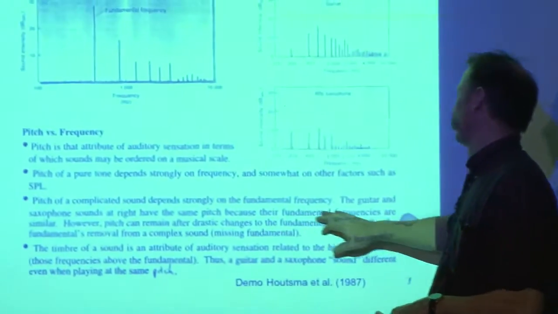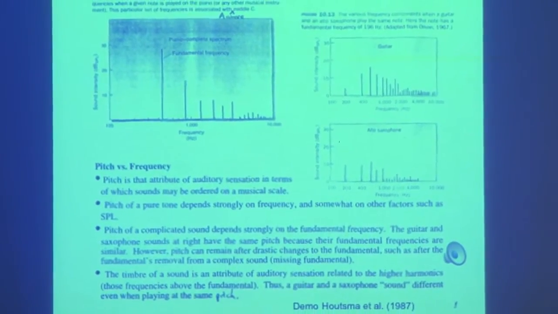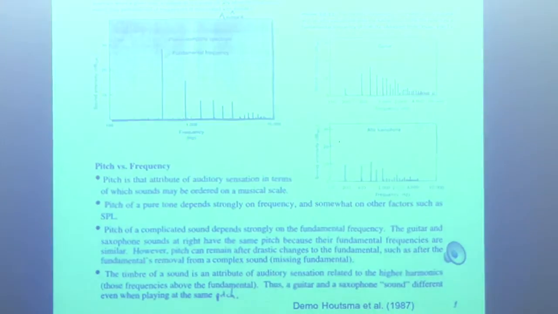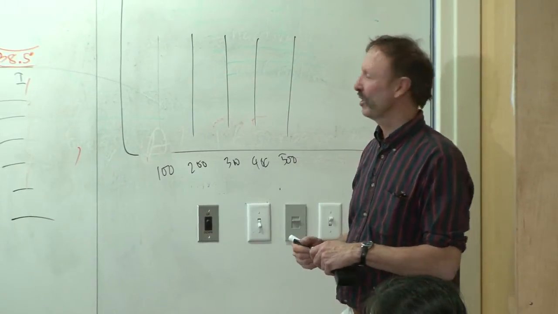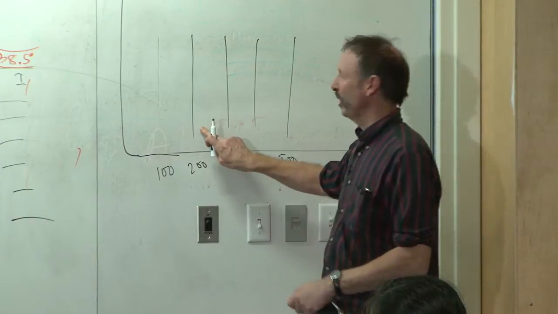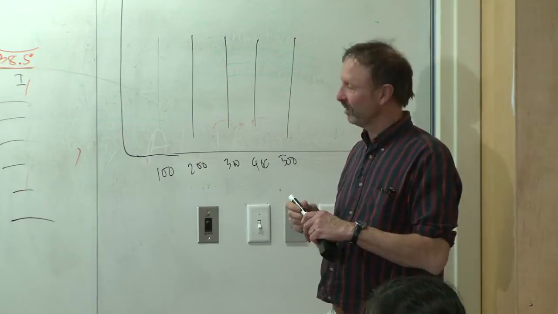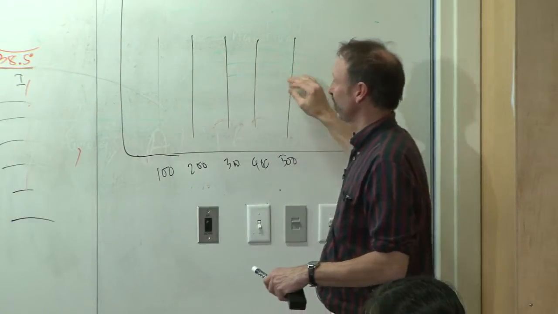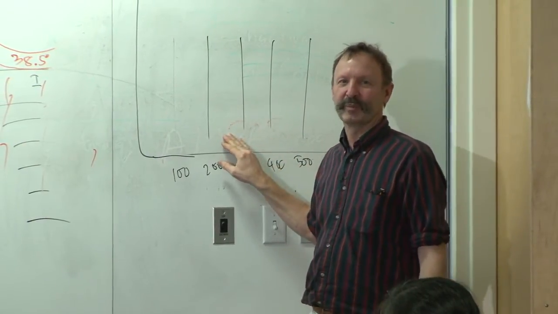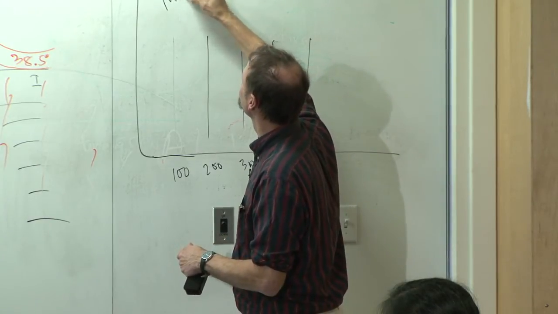Now, pitch of the complicated sound depends strongly on the fundamental frequency. Everybody knows that. Wow, you can play little tricks in these stimuli. You can do something like remove the fundamental frequency. How does that change the pitch? Well, this guy becomes the new fundamental, right? That's what you might think. But actually, removing this fundamental is just like playing around with the amplitude of the higher frequencies. It doesn't change the pitch at all. And this is called the missing fundamental.